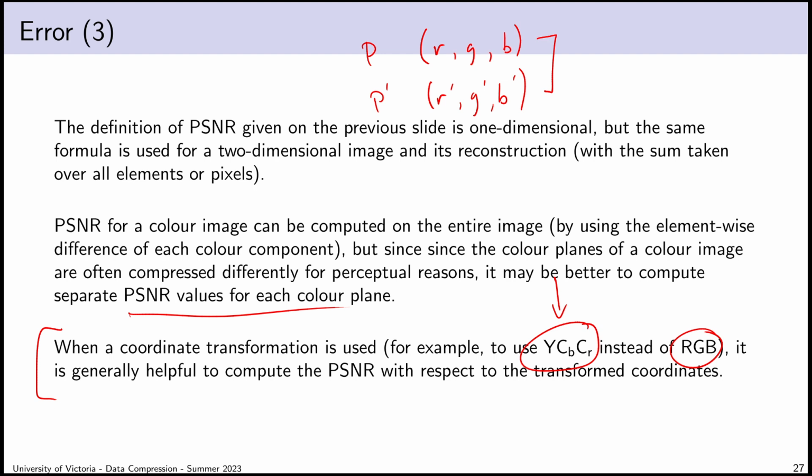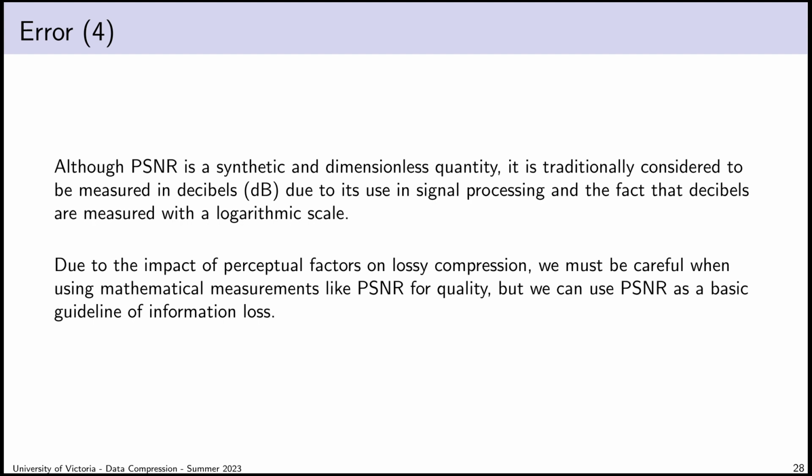Now, that said, if I'm evaluating an image compressor from the outside and I'm sending in RGB images, I'm going to have to compute PSNR based on RGB because I have no way of knowing what a compression tool is doing internally. I don't know whether it uses YCbCr. So keep that in mind. As a measurement for your own purposes, you might prefer to compute PSNR based on the transformed coordinates.